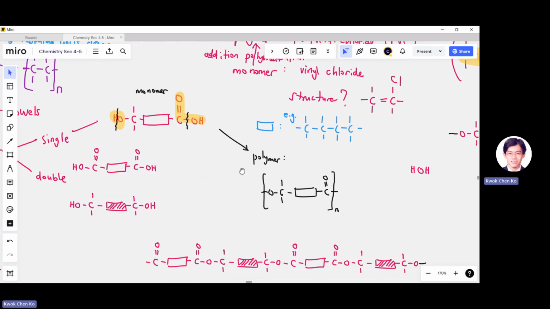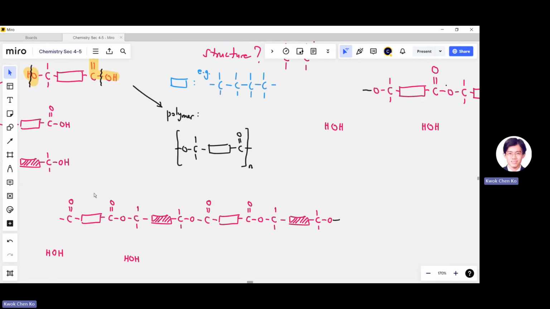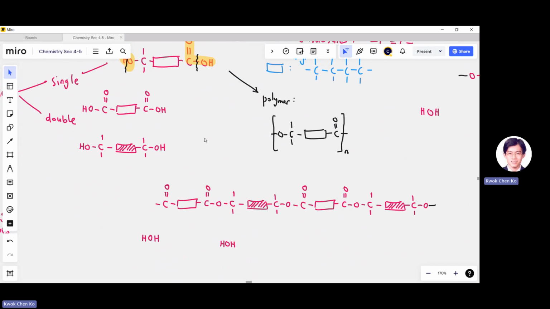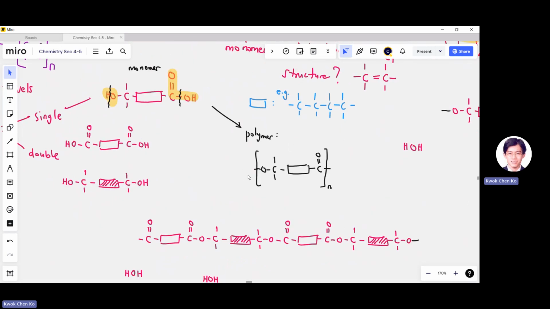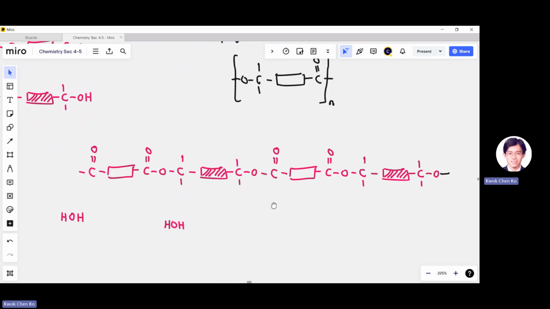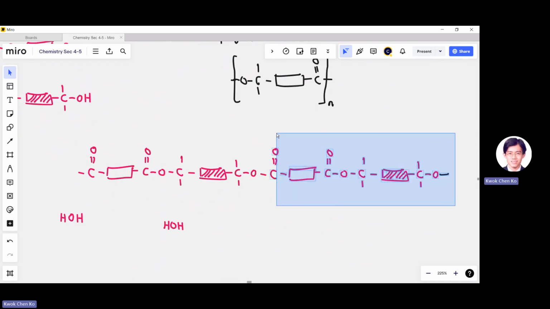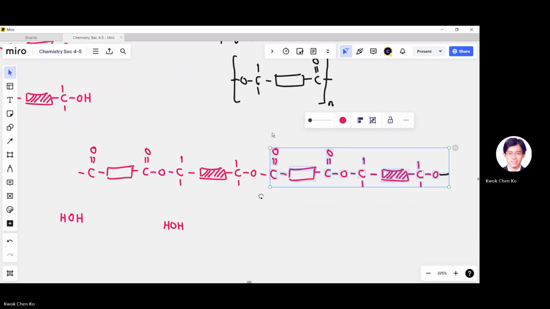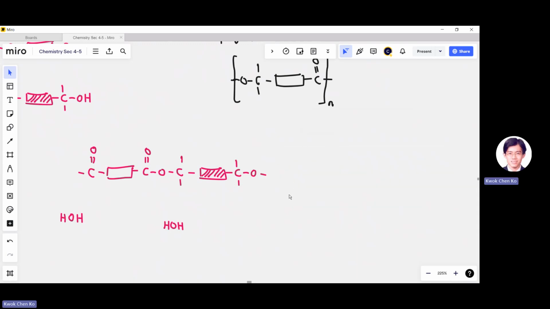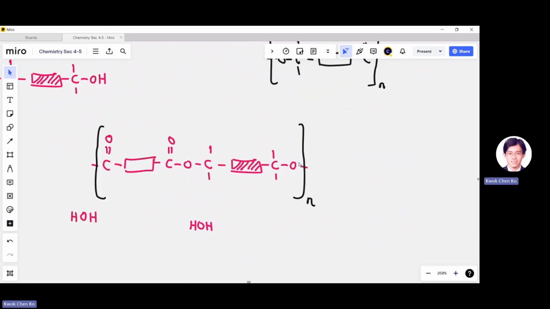One important thing. How do I draw this polymer? I have two, right? Just now it was like that for the single version. For the double version, it looks like this. Notice one side has O, the other side doesn't. The side with the double bond O, there's no O here.